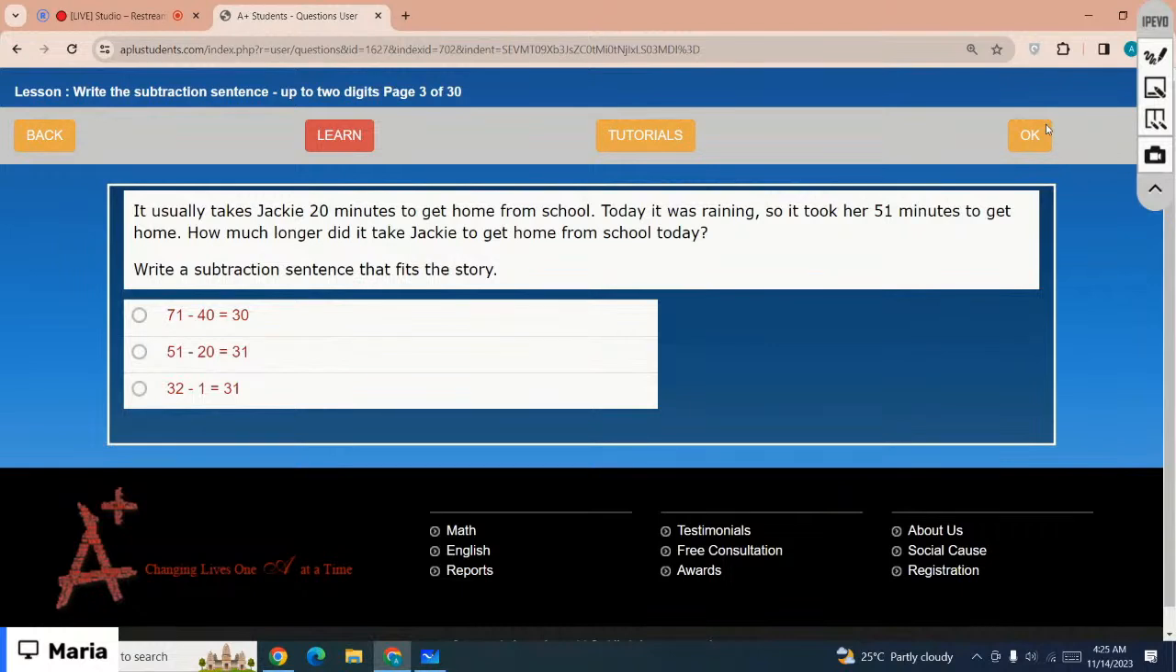So which is the correct option? You have the numbers involved are 51 and 20, right? So 51 minus 20 equals, yes, the correct option is 31. So that means 31 minutes longer today, right? It takes 31 minutes longer today. Got it?